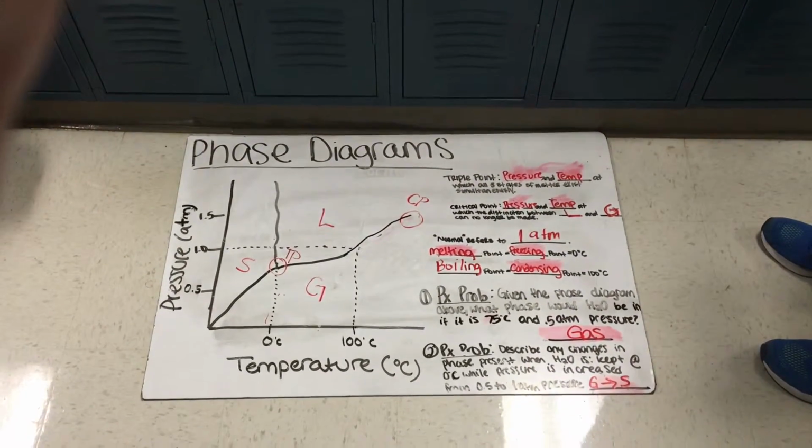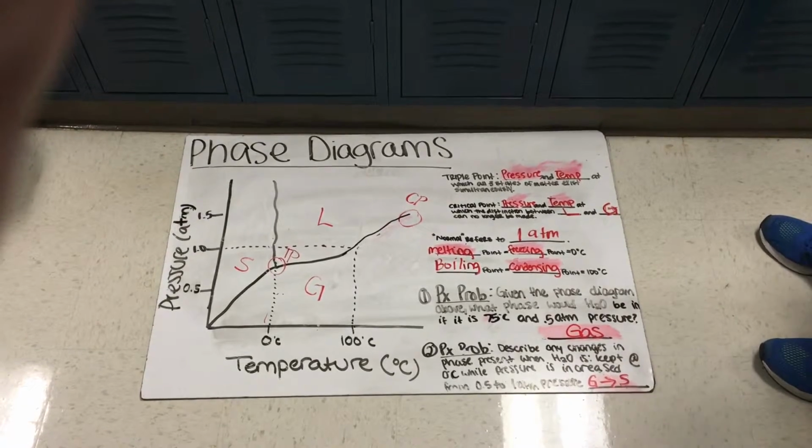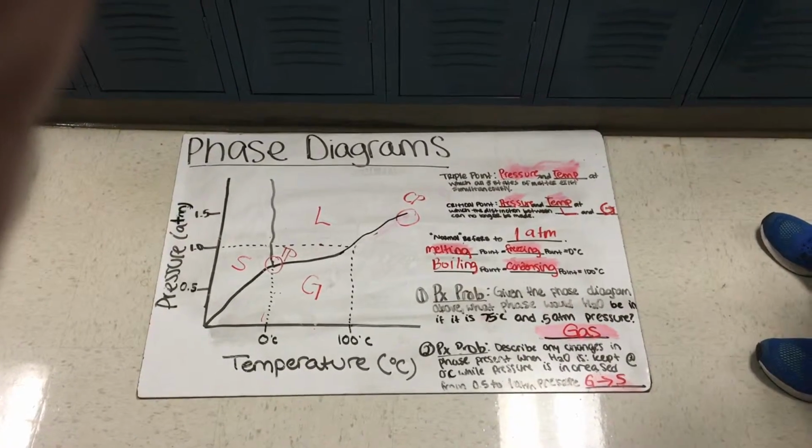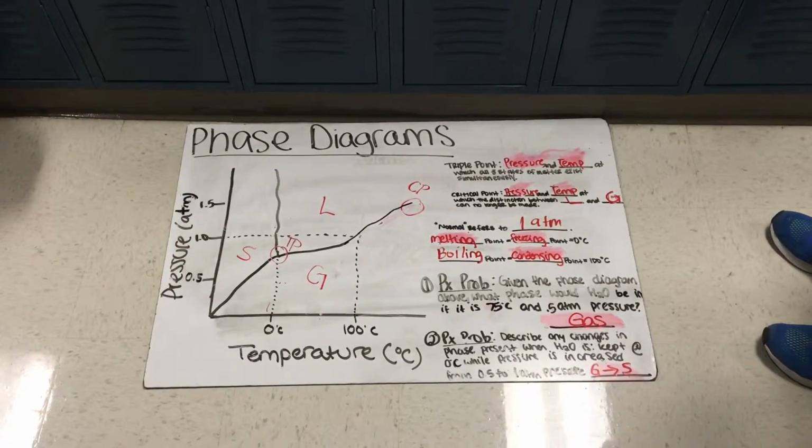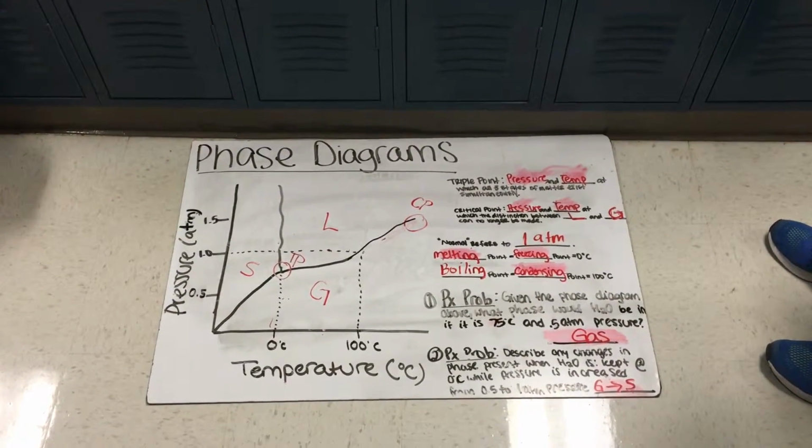Triple point is the pressure and temperature at which all three states of matter exist simultaneously. Critical point is the pressure and temperature at which the distinction between liquid and gas can no longer be made.